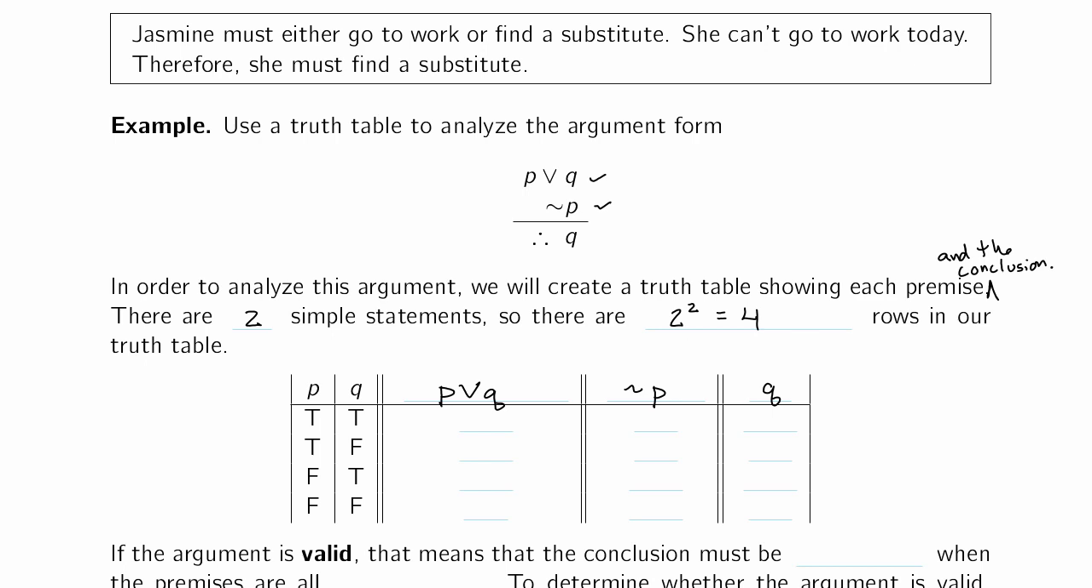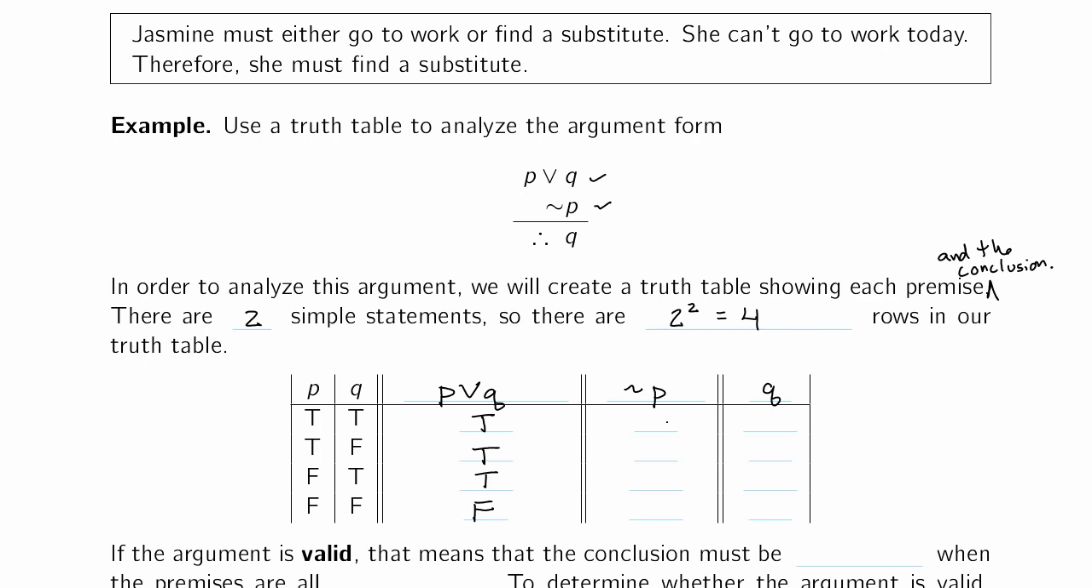So let's compute the truth values now that go in this table. We have an OR. Remember, OR is true so long as one of the statements that we're ORing together is true. It's only false when they're both false. So we have true or true, that's true. True or false, that's true. False or true, that's true. False or false, that's the only time that our OR statement is false.